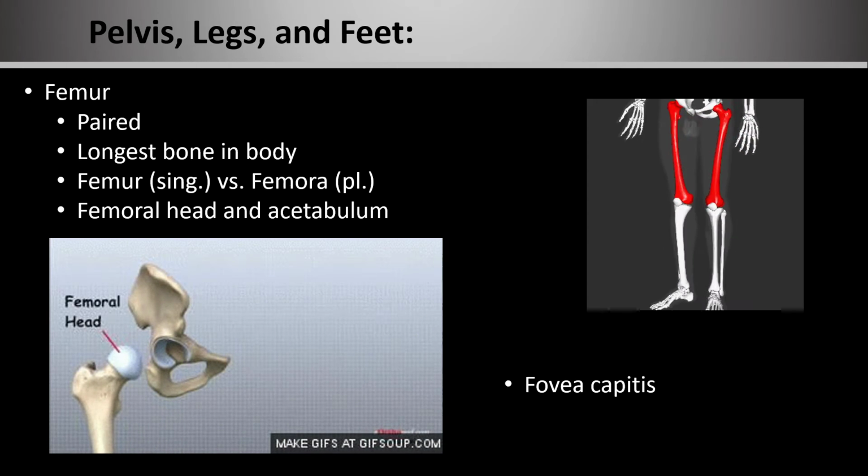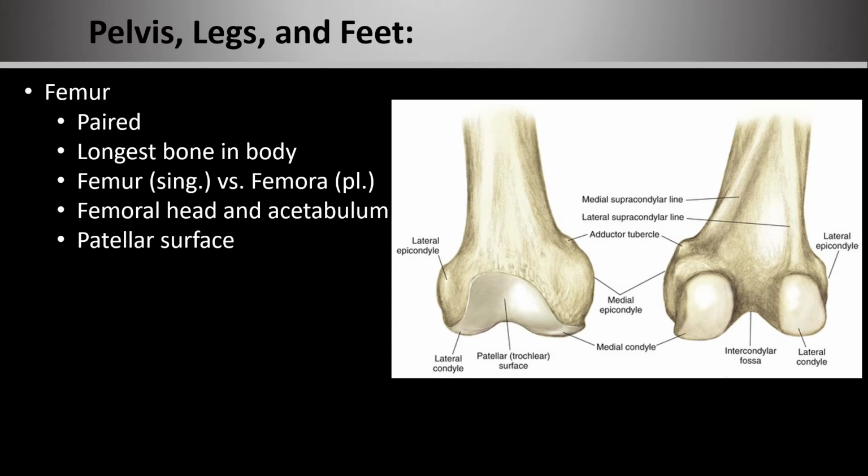Another key feature is the patellar surface. This is where your patella, your kneecap, articulates. It's located between the medial epicondyle and the lateral condyle. So we see the patellar surface only on the front side, on the ventral side, not on the dorsal, not on the back side of your femora.